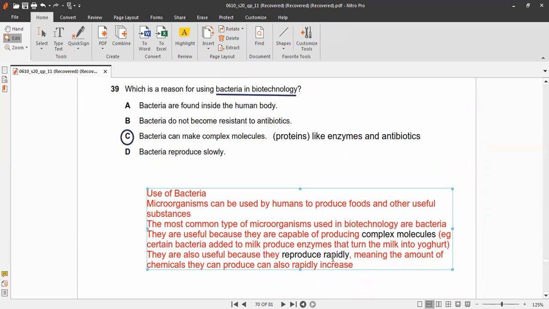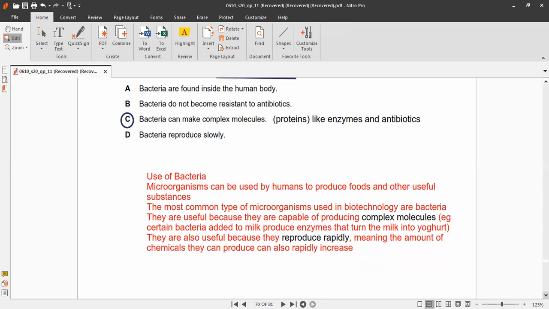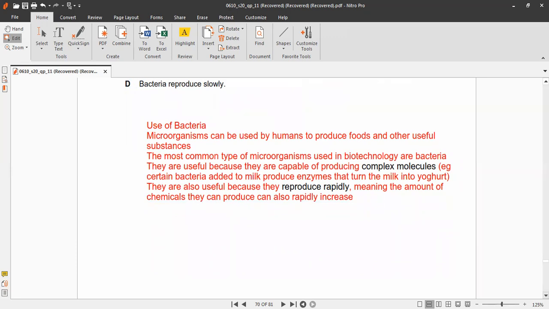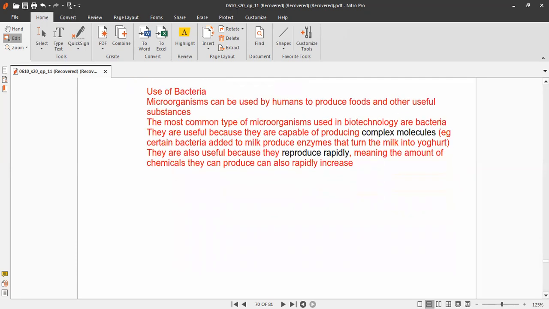They are also useful because they reproduce rapidly, not slowly, meaning the amount of chemicals they can produce can also rapidly increase. But here, bacteria are found inside the human body, not from the human body only. Bacteria do not become resistant to antibiotics? No, they may become resistant to antibiotics. Bacteria reproduce slowly? No, rapidly. So the correct answer C, bacteria can make complex molecules, proteins like enzymes and antibodies.